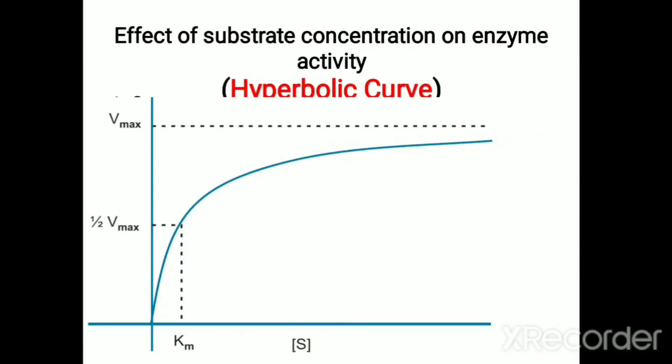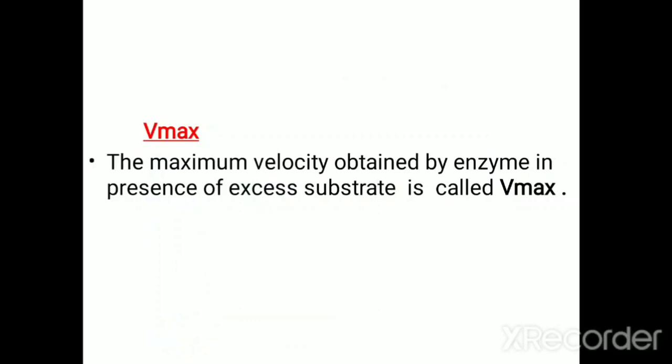Here just note these two terms. One is Vmax, and the second one is the Km value. Vmax means the maximum reaction velocity attained by an enzyme molecule. Here the x-axis represents the substrate concentration, and half the maximum velocity is known as half Vmax, and the substrate concentration corresponding to the half Vmax is known as the Km value. So Vmax is the maximum reaction velocity obtained by an enzyme molecule in the presence of excess substrate, that is known as Vmax, or maximum reaction velocity.